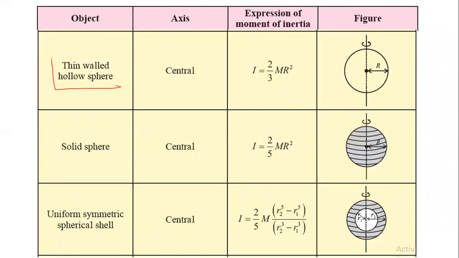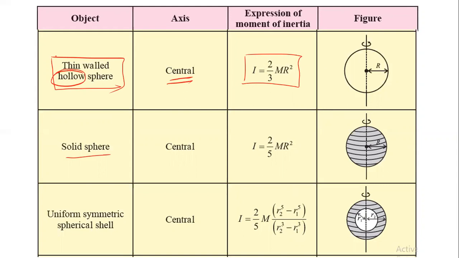Now sphere, hollow sphere, and axis is passing through center and along diameter. Then moment of inertia is given by formula 2 by 3 mr square.